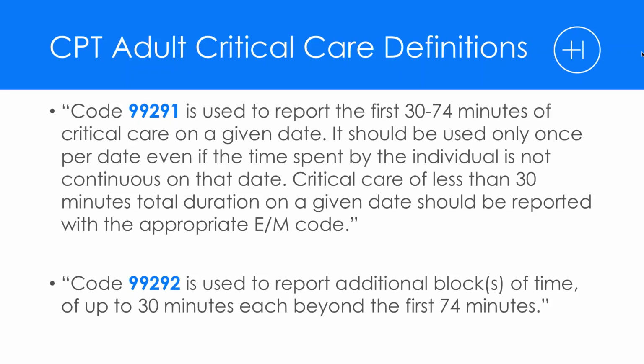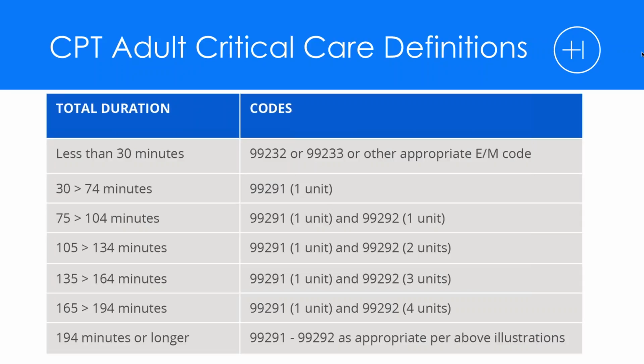Code 99292 is used to report the additional blocks of time that are beyond the first 74 minutes. And so anything beyond the first 74 minutes is going to be reported with 99292. And we'll cover that more as we go through.